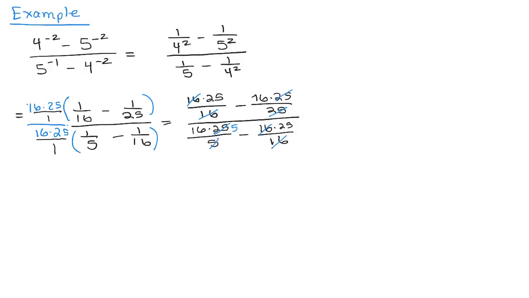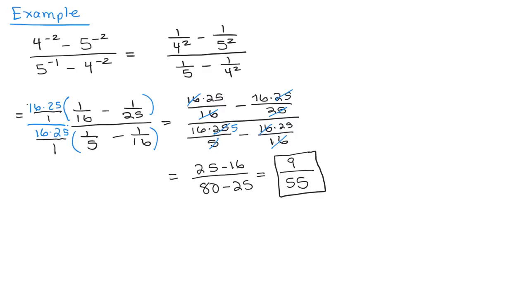So what's that give me in my numerator? Just 25 minus 16. In the denominator, I have 16 times 5, which is 80, minus 25. So 25 minus 16 is 9, and 80 minus 25 is 55. There's no common factors, so that's our answer.